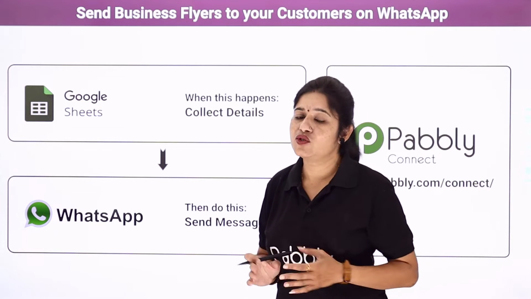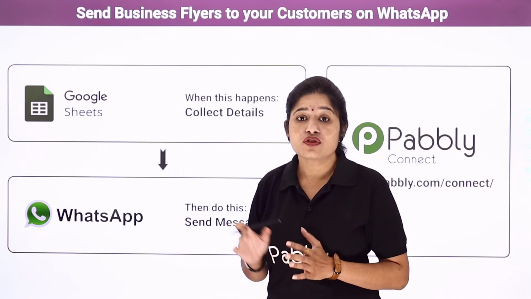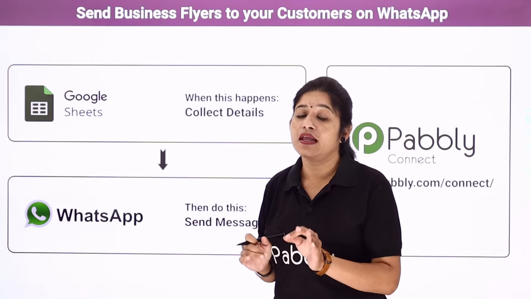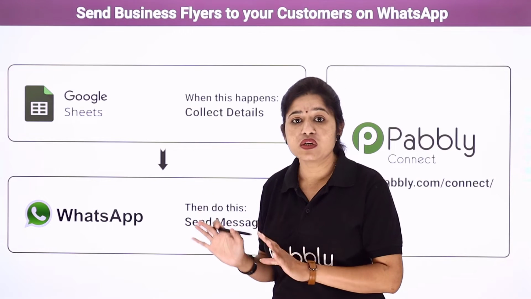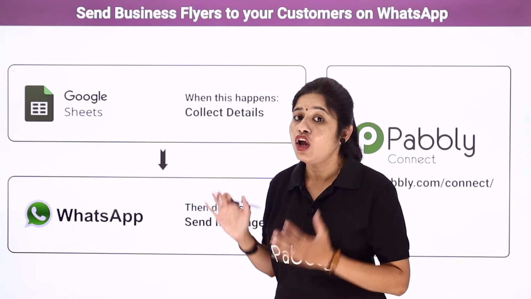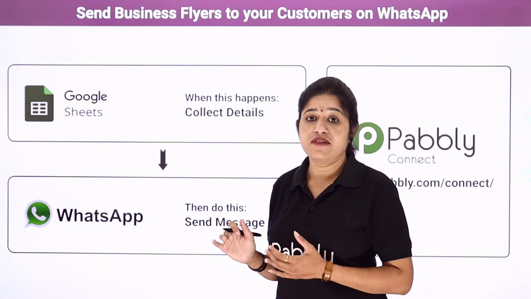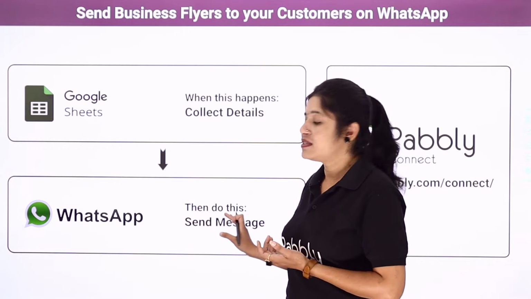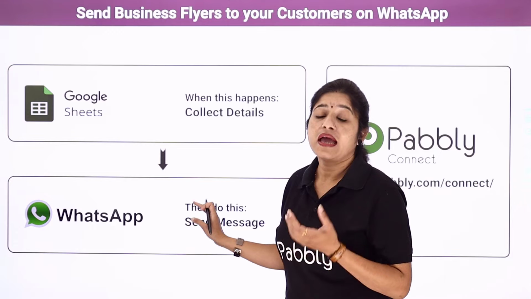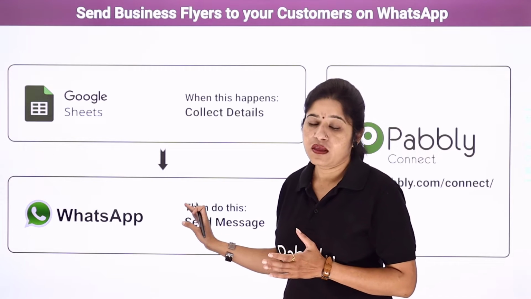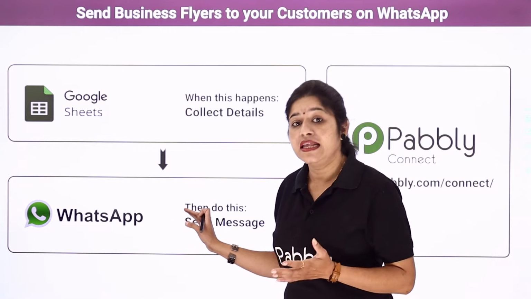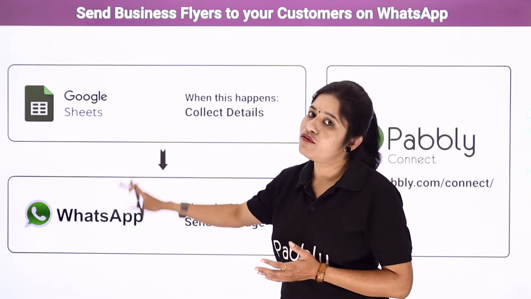The second option is you can create an automation so that whenever you add a URL of your business flyer into your Google Sheet, automatically all your customers are going to receive those flyers on their WhatsApp numbers with a message, and that too automatically. For this, we need to create a connection between Google Sheets and WhatsApp.